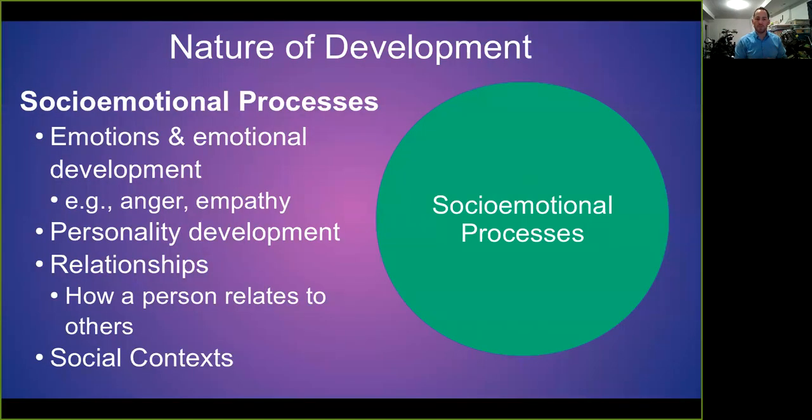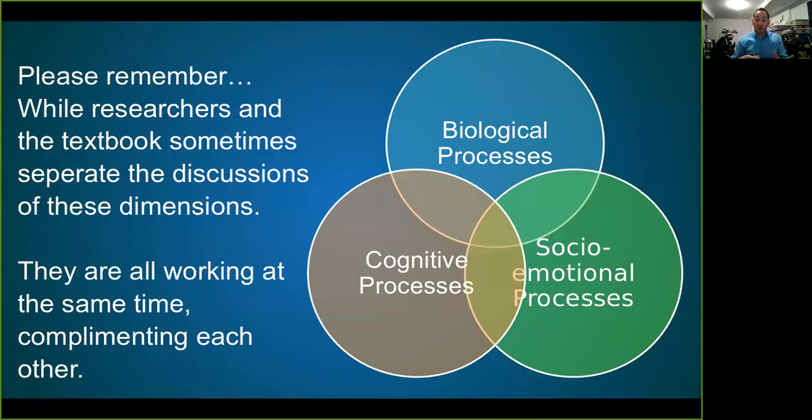And socio-emotional is emotional development. So how do you develop anger? How do you develop empathy? The development of empathy is actually one of the essential things in heroism, it seems. So looking at that trajectory of how heroes develop empathy throughout their lives might suggest to us a few ways that we can encourage more people to be heroic. Personality development, relationships, how we relate to other people, and the social context that we are in are also socio-emotional processes. So again, these are all together.